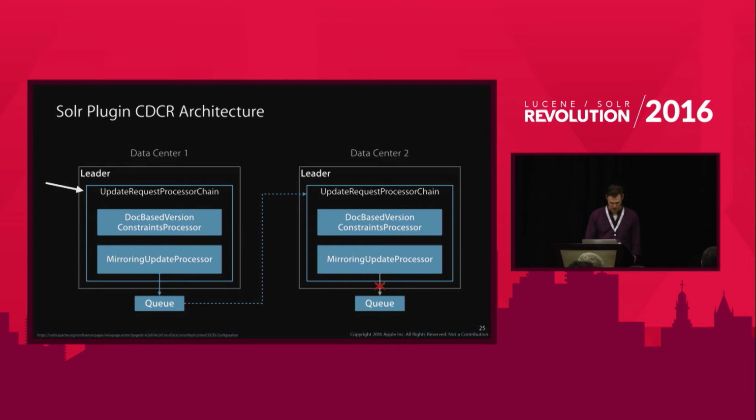The way this looks with the Solr plugin architecture is a little bit different. So this is our architecture, again, from before. We have updates coming in, and they get processed in an identical fashion on both sides. And this is all configured in solrconfig.xml as well. And the advantage here is that it's the same config in all of your data centers, so you don't need to reconfigure things. You do it once, and you're good to go.